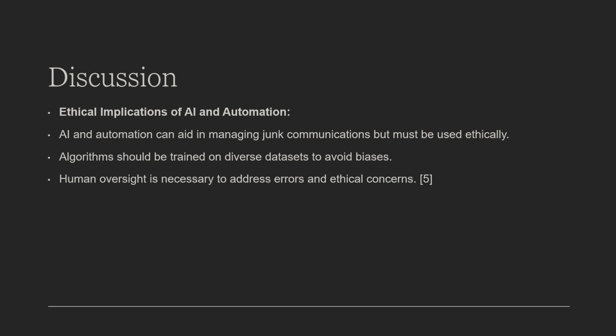And the next part of it is the ethical implementation of AI and automation, in which AI and automation play a very significant role in managing junk communications. However, these technologies must be used ethically. Algorithms should be trained on diverse datasets to avoid biases, and humans should always oversee them so that they can address the errors or ethical concerns that may arise.